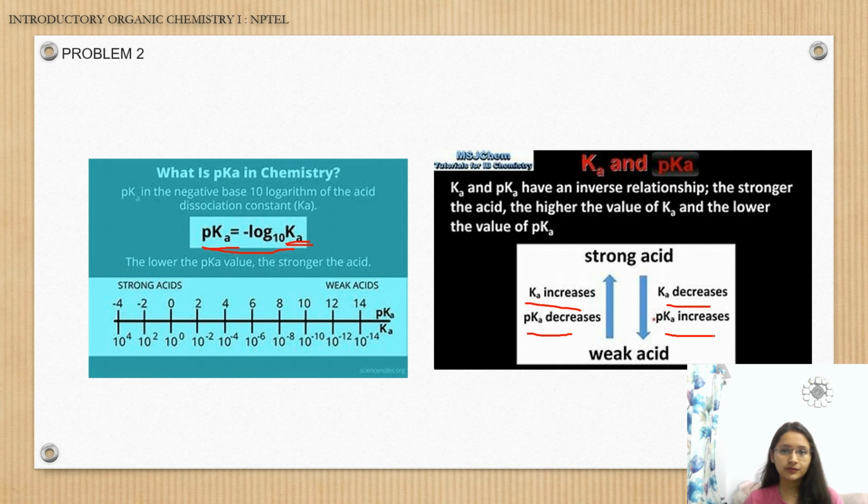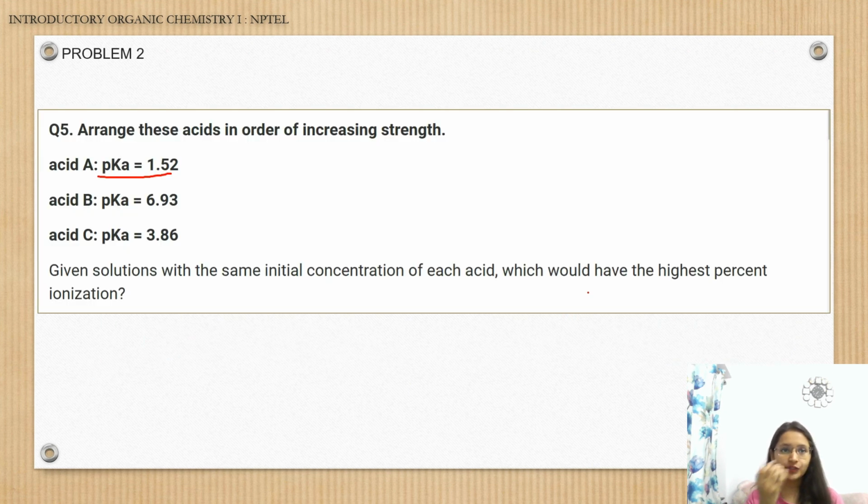Okay, fine. So if it is understood, then tell me which would be the increasing order of strength of acid, which should be the strongest acid. Here acid A has a pKa of 1.52, B has a pKa of 6.93, and C has a pKa of 3.86. So the highest value of pKa is shown by acid B, that is 6.93, right? So if the highest value of pKa is acid B, then it has the lowest value of Ka. Is it right? Yeah. So here it will have a low value of Ka.